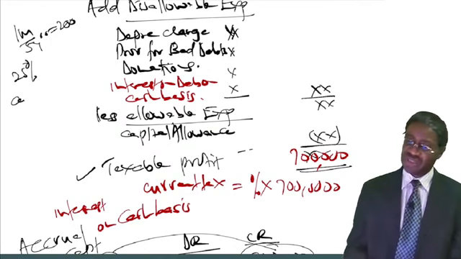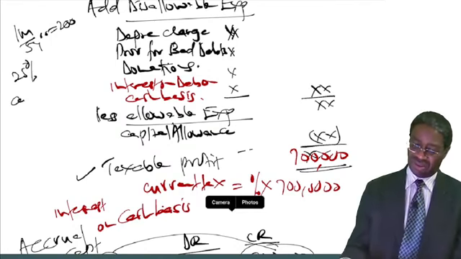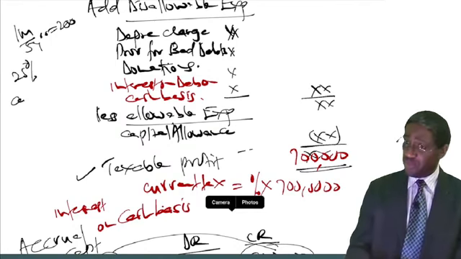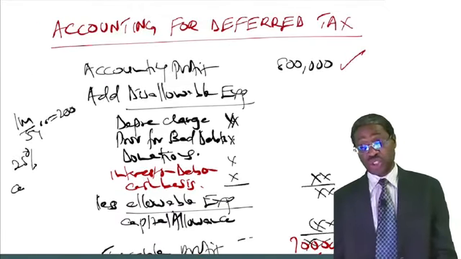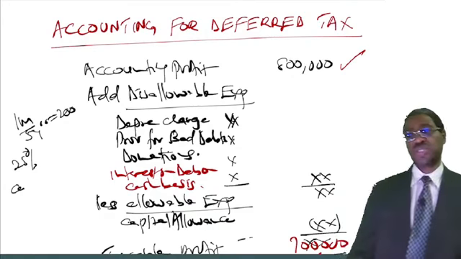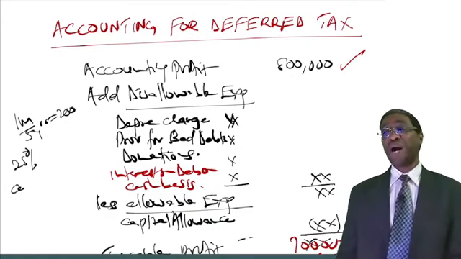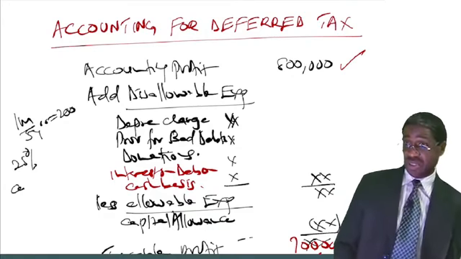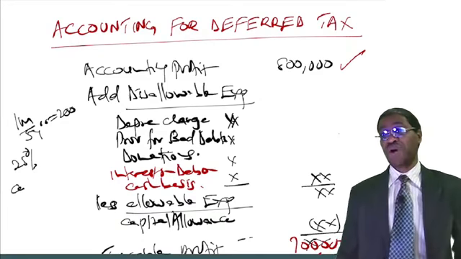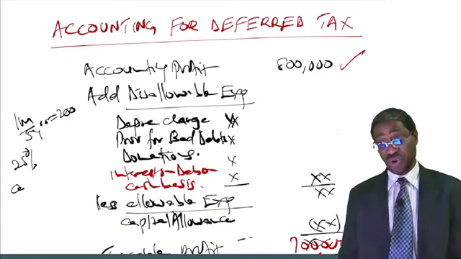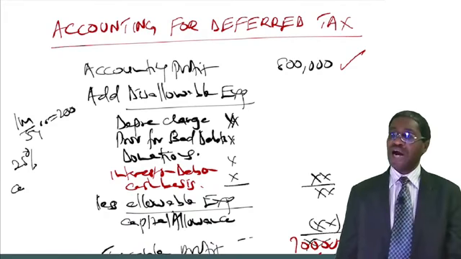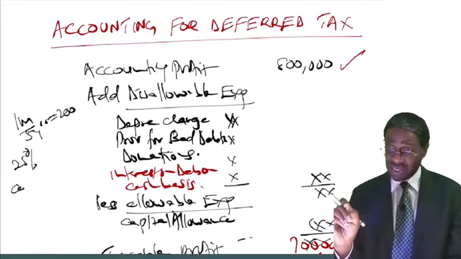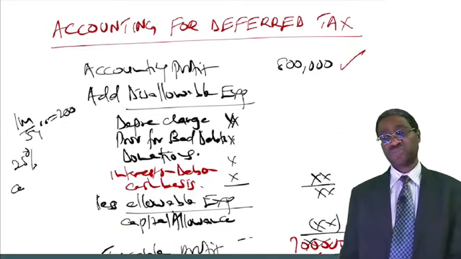And you say this, it is the profit on which the amount of the current tax is computed.